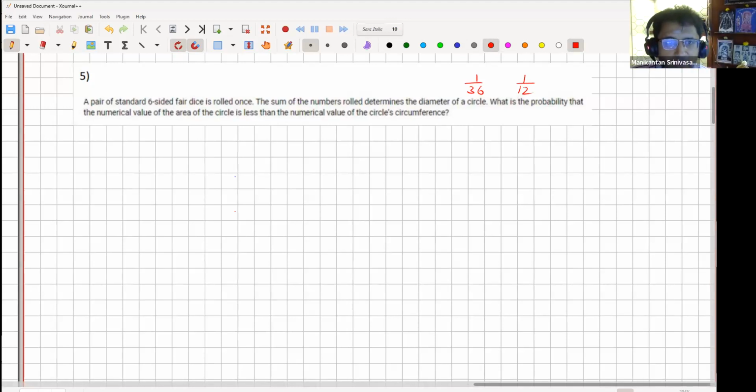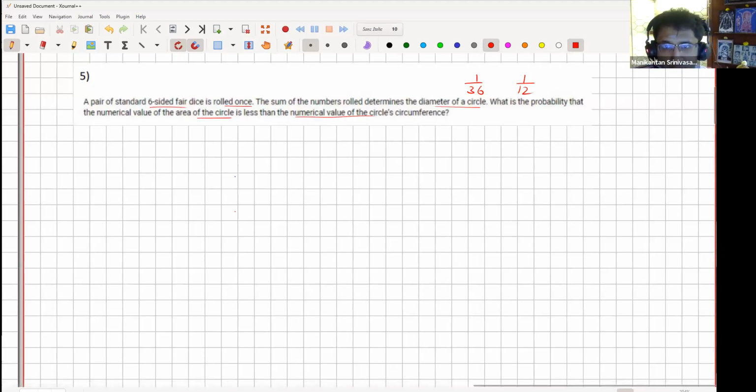Okay, let's see. A pair of 6-faced dice rolled once. Sum of numbers determines the diameter of the circle. What is the probability that the numerical value of the area of the circle is less than the numerical value of the circumference of the circle? So what is the area? Area is pi r square, which is pi into diameter by 2 whole square. Should be less than 2 pi r. R is d by 2.